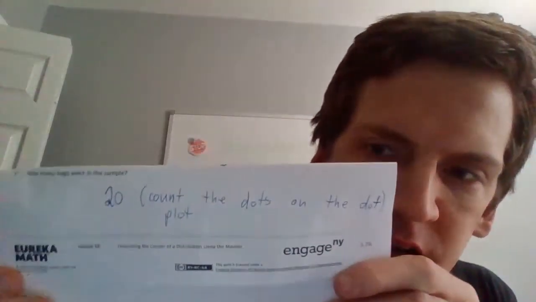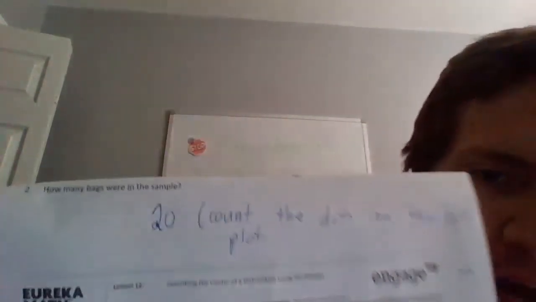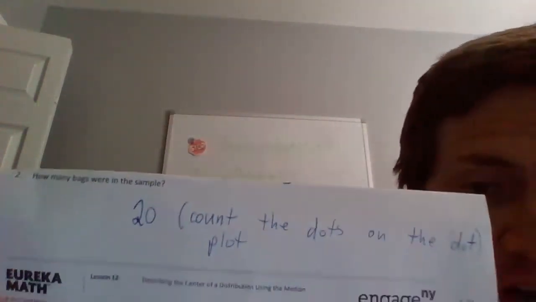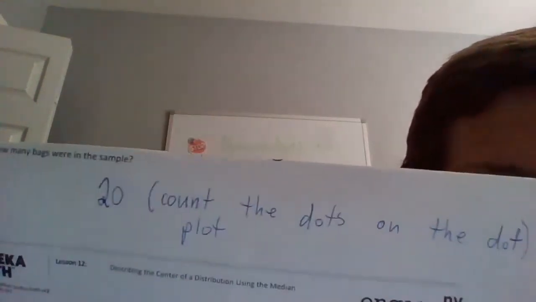And again, I just kind of explained it down here on number 2. Let me fold it here real quick, guys. Sorry about that. I just want to make sure it's a little easier for you to see. I know there's a lot written on that paper, so I don't want you to get lost there. So how many bags were there? 20. I just said count the dots on the dot plot. So that's what we have so far about this.